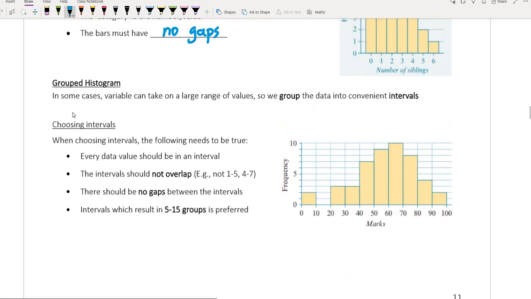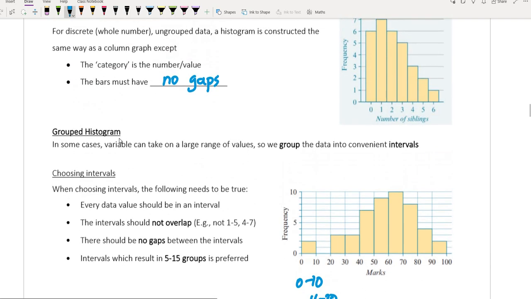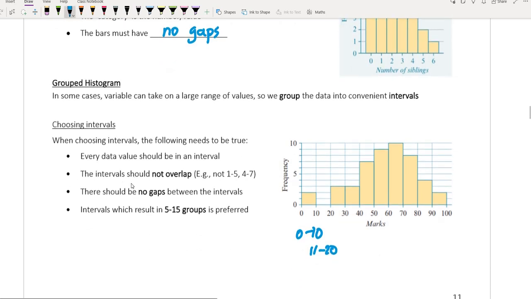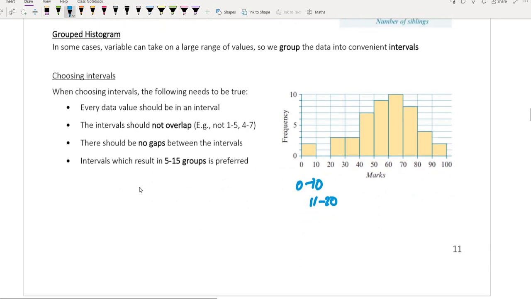And next up are grouped histograms. An example is this one here. You can see this first bar represents all the numbers from 0 to 10. So we group them as 0 to 10, and then the next one will be 11 to 20, and so on and so on. So these are grouped histograms. See how that's different: in the ungrouped histogram, the number is in the middle of the bar, whereas in this one, the numbers are on the edges of the bar. So that's going to be the main difference. And with these groups, we call them intervals.